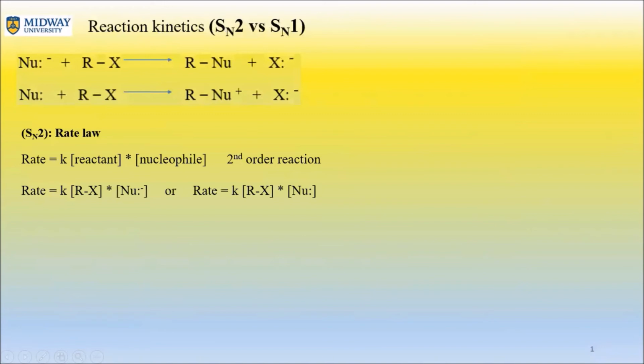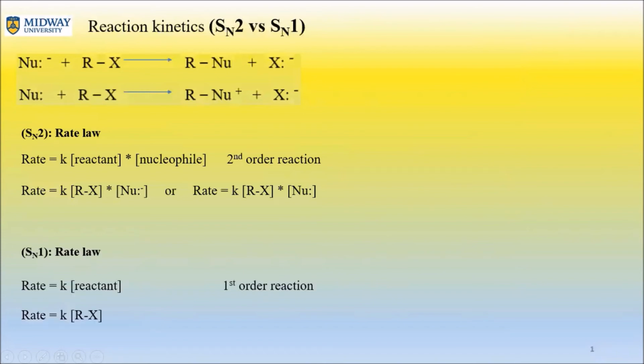So if your reaction is SN2, that means your rate equals rate constant times the concentration of the reactant times the concentration of your nucleophile. It depends only on the concentration of the nucleophile, not on the nucleophile itself, so it's negative or neutral. Okay, I've written it for both. The reason it's second order is because it depends on both the concentration of the reactant and the nucleophile.